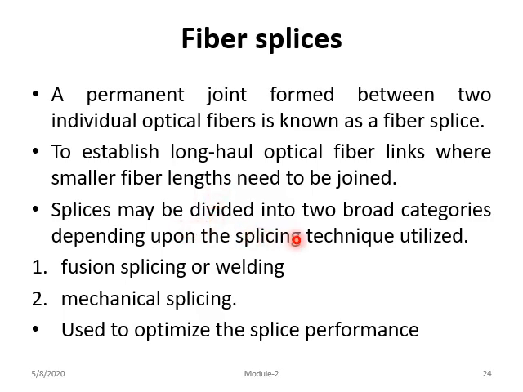Splices may be divided into two broad categories depending upon the splicing technique. So two methods are there: fusion splicing and mechanical splicing, which are used to optimize the splice performance. Under fiber splicing, we are going to see fusion splicing, also called welding, and the other one, mechanical splicing.